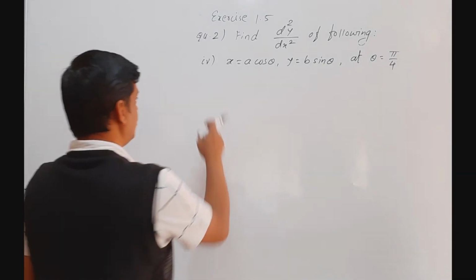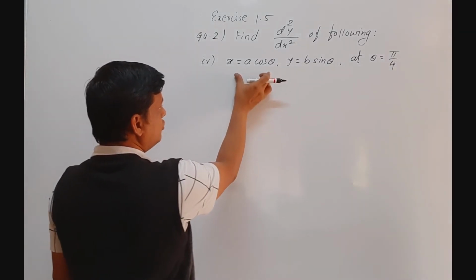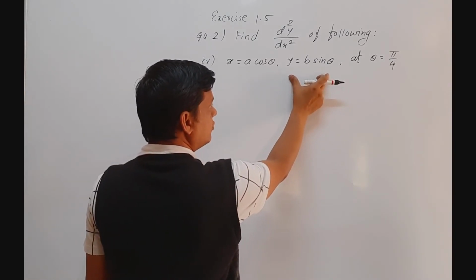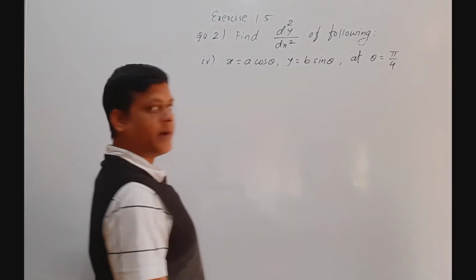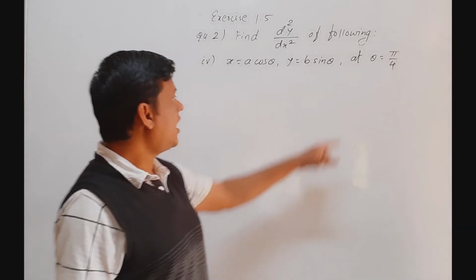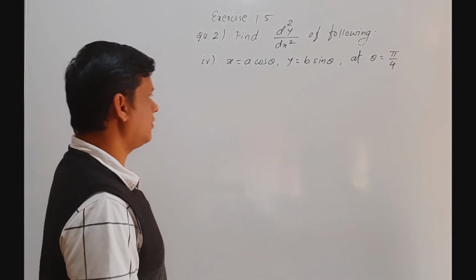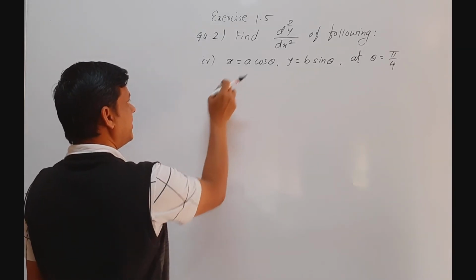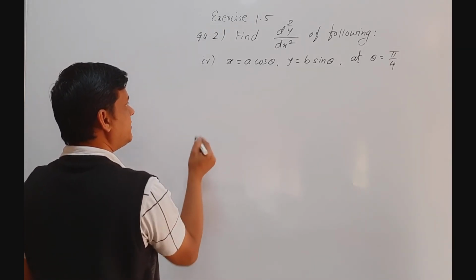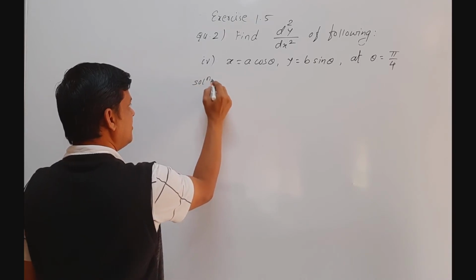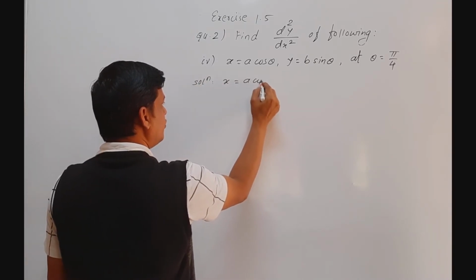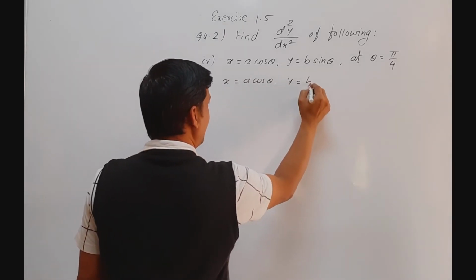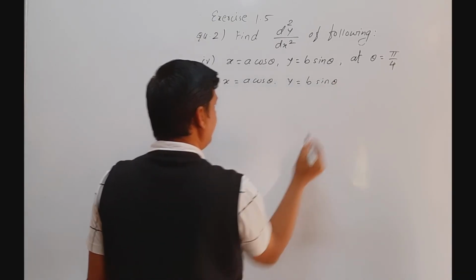Now see sub question 4. X equals to a cos theta, y equals to b sin theta, and we have to find d2y by dx2 at theta equals to pi by 4. So without eliminating the parameter, we differentiate these two functions with respect to theta. So write in solution x equals to a cos theta, y equals to b sin theta.